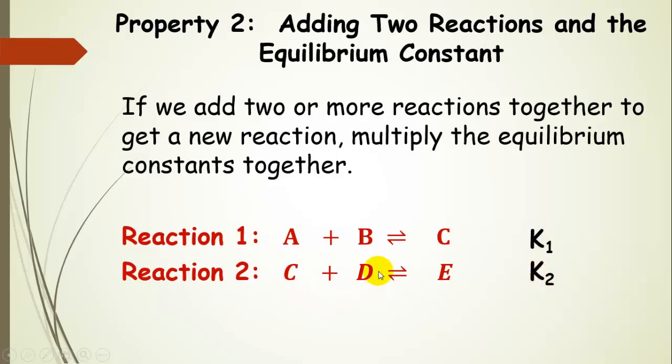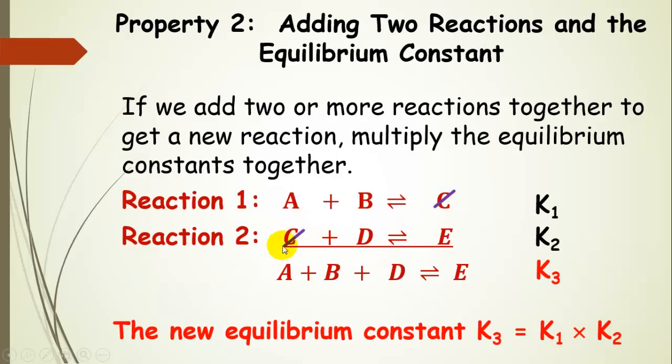And so when we add them together, C is on both sides of the equation, so we're going to cancel that out. So we're going to end up with an overall reaction that's A plus B plus D, so everything on the reactant side, and that's going to be in equilibrium with product E. If we want to get the new value for the equilibrium constant, then we multiply the equilibrium constants for the two reactions that we added together. So our new equilibrium constant is going to be the product of K1 and K2, and that will be K3.